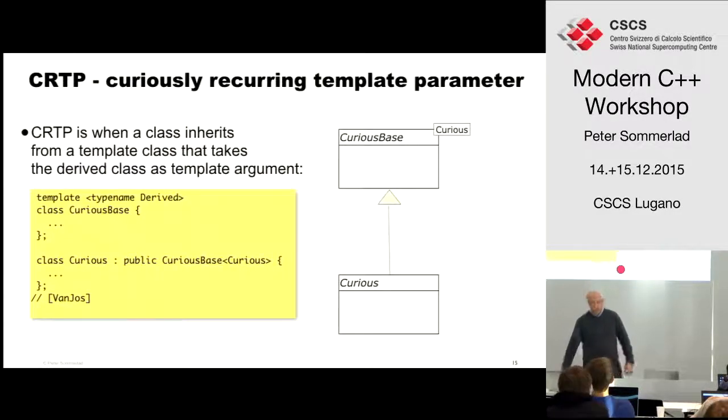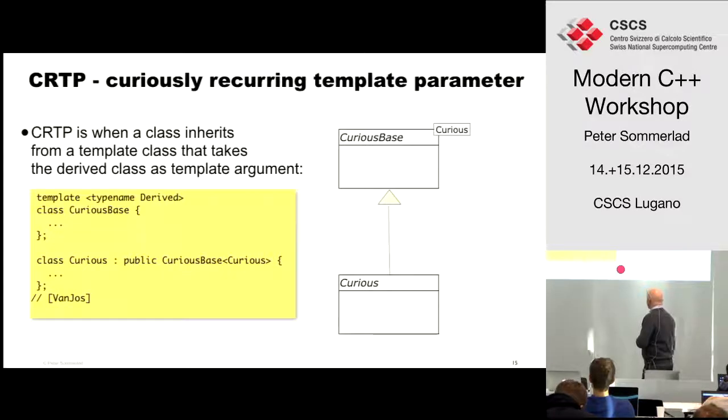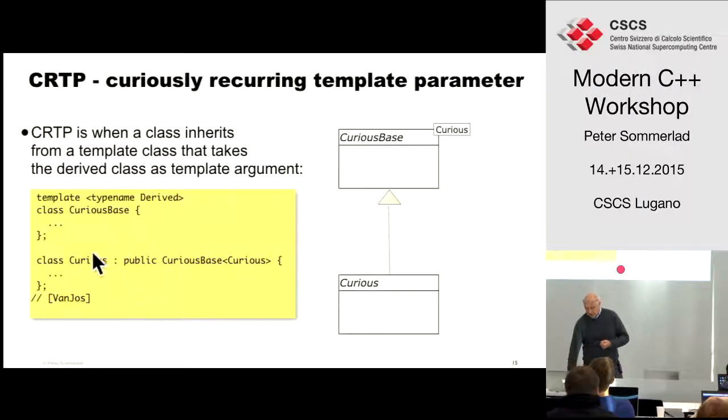So that's the base case of using strategy at compile time with the template parameter. Template parameters are even more curious or interesting. For example, you can have a class that inherits from a template class and passes itself as a template argument. You see, we have here a class curious base that is a template class, and a class curious that passes itself as a template argument to its base class, which is a template class.